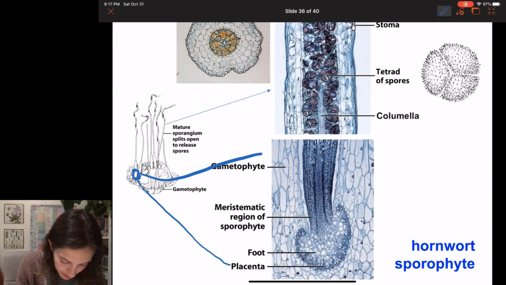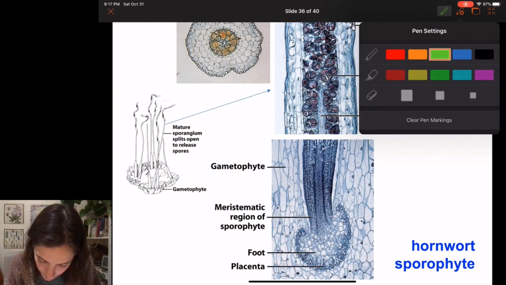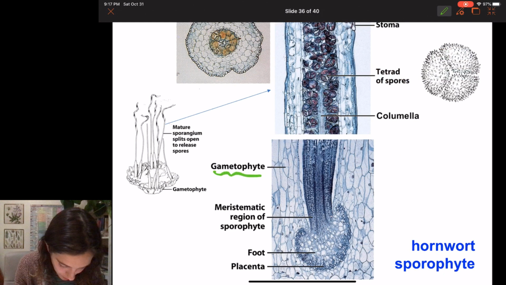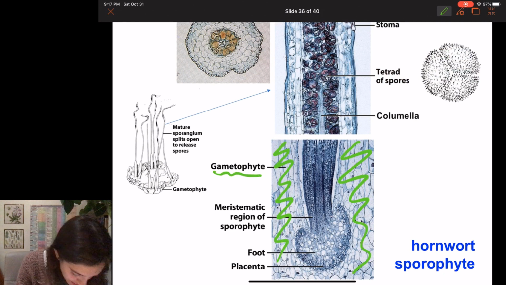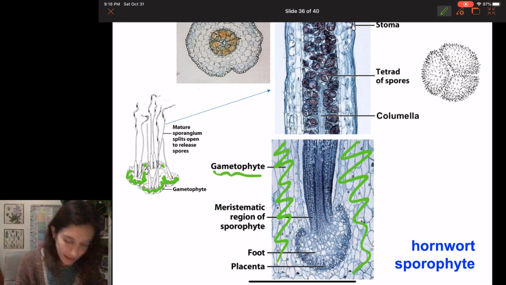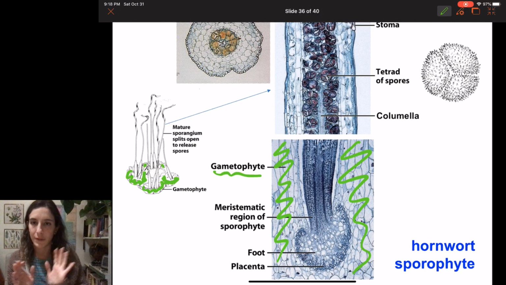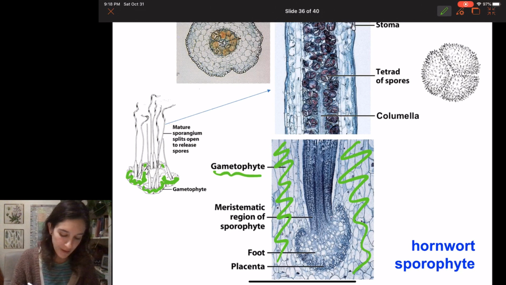And so this gametophyte tissue, which is all this thalloid tissue at the bottom. Hornworts really only have that thalloid look. They don't have a leafy look at all. They're always going to have that thalloid look. And the foot of the sporophyte is always embedded in that thallus.